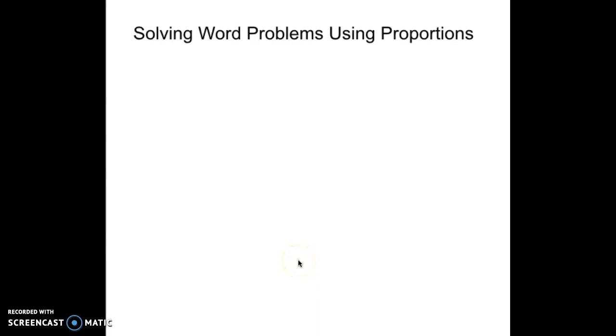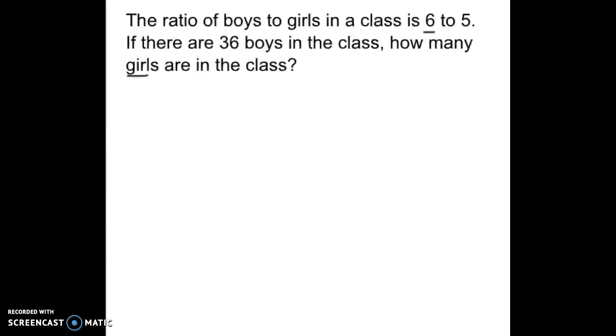Today we're going to be solving word problems using proportions. Now, that's a little bit different from what you've done before with word problems. Every one of these can be set up with a proportion. Okay, first of all, we're going to read the problem.